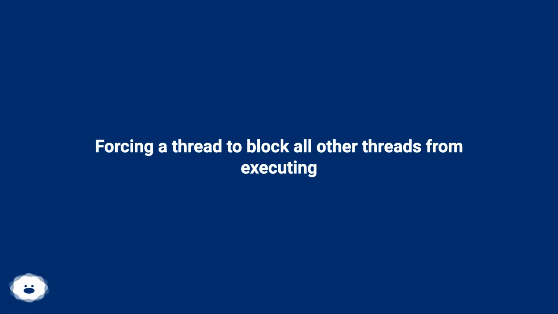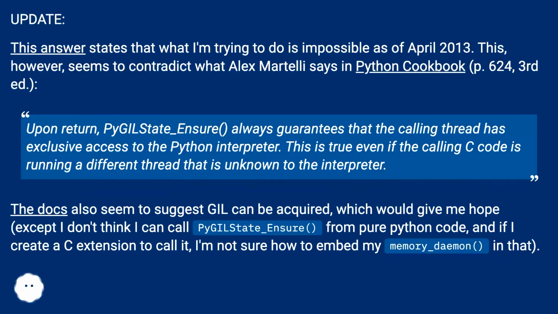Forcing a thread to block all other threads from executing. Update: this answer states that what I'm trying to do is impossible as of April 2013. This, however, seems to contradict what Alex Martelli says in Python Cookbook, p. 624, 3rd ed. "Upon return, PyGILState_Ensure always guarantees that the calling thread has exclusive access to the Python interpreter. This is true even if the calling C code is running a different thread that is unknown to the interpreter."